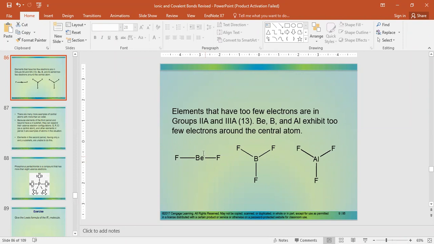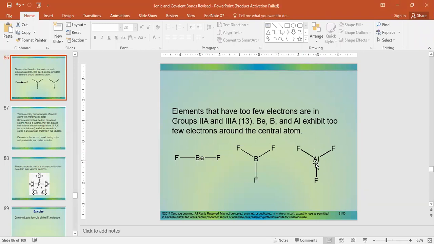So this is a case of a compound whereby the central atom is going to have fewer than 8 electrons. The same thing applies to boron here, because now this boron is going to have 2 electrons here, 2 electrons here, and 2 electrons here. And the total electrons here is going to be 6, whereas it requires 8.